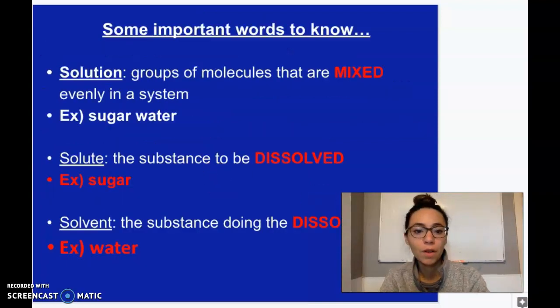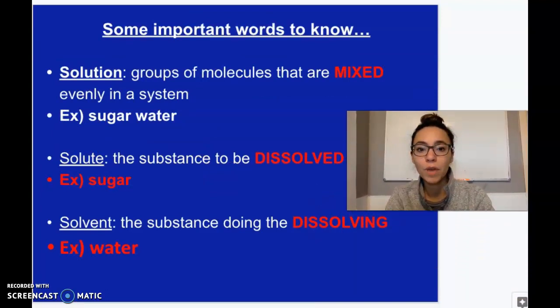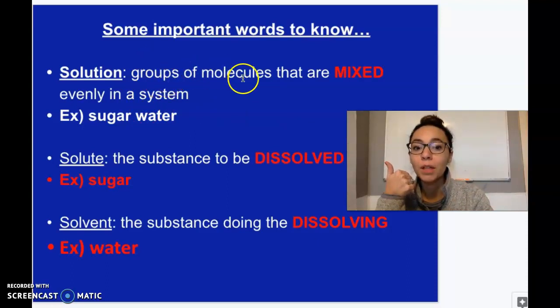Before we get too involved, let's go over some vocabulary words that are important to know. A solution is groups of molecules that are mixed together in a system. So a sugar and water solution, right? When we're mixing things together in a liquid. A solution is made up of two things.